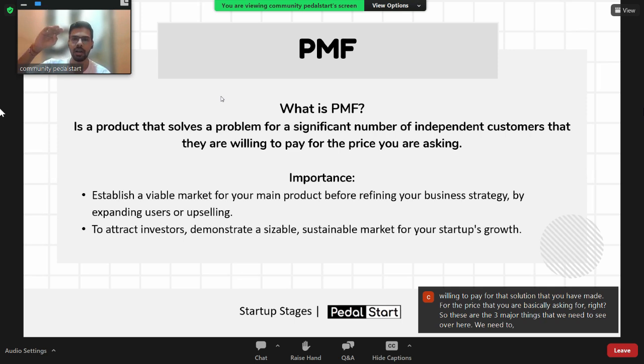We need to create a solution that is solving a problem for a decent enough number of people. Now we need to understand that they are willing to pay for it. And the third thing is that they are willing to pay for the price that we are asking for, right? So we need to define certain metrics in terms of the number of people that are paying for the solution, and there are other metrics as well that we need to understand before saying that I have achieved the PMF stage, right? Chintan sir, we would love to get your insights as to how one can make sure they have achieved a product that has a fit and potentially can move to the scaling aspect of things.